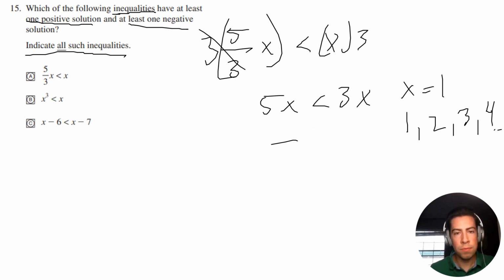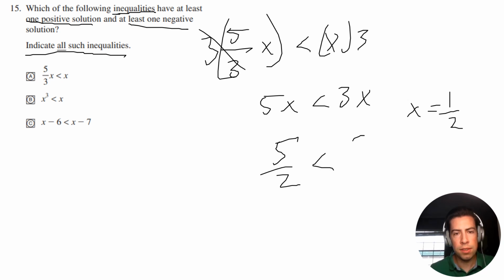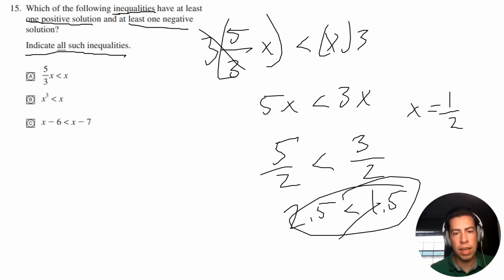Now I always want to double check and make sure that there are no fraction answers for this one. So let's see, if x equals 1/2, let's see what happens. I'm going to get 5 over 2 is less than 3 over 2. And 5 over 2 is going to be 2.5, and 3 over 2 is going to be 1.5. So again, this is not true, okay? So we can't have any positive integer solutions. We can't have any positive fraction or decimal answers. So therefore, this one cannot be true, okay?